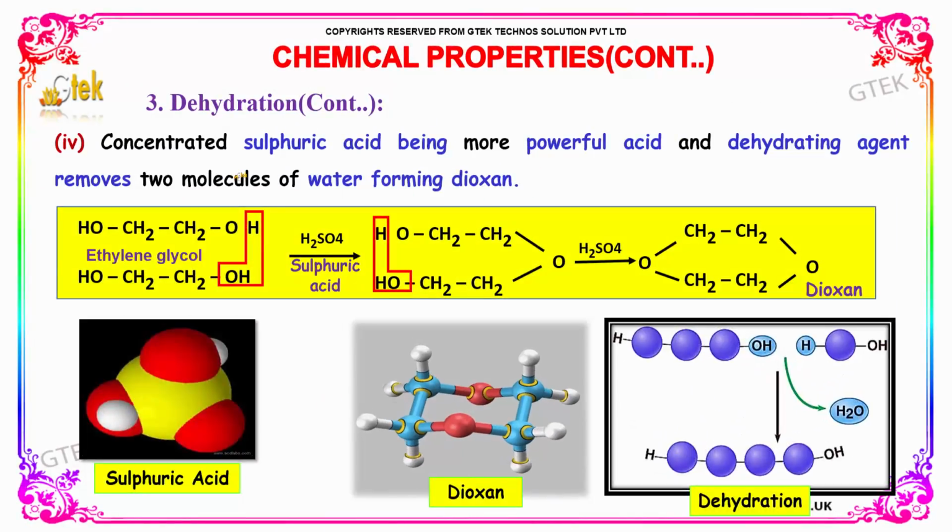Concentrated sulfuric acid, being a more powerful acid and dehydrating agent, removes two molecules of water, forming dioxane. Previously, we have seen only the removal of one water molecule. Here in this ethylene glycol, this OH group is removed, and further on this OH group is also removed. That is why sulfuric acid is used. Thus we obtain two rings as follows. This oxygen bonds with this carbon, and similarly this oxygen bonds with this carbon, thus forming dioxane.